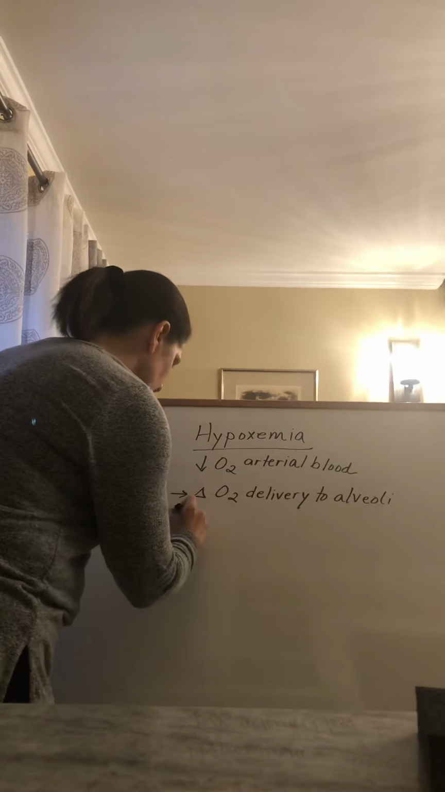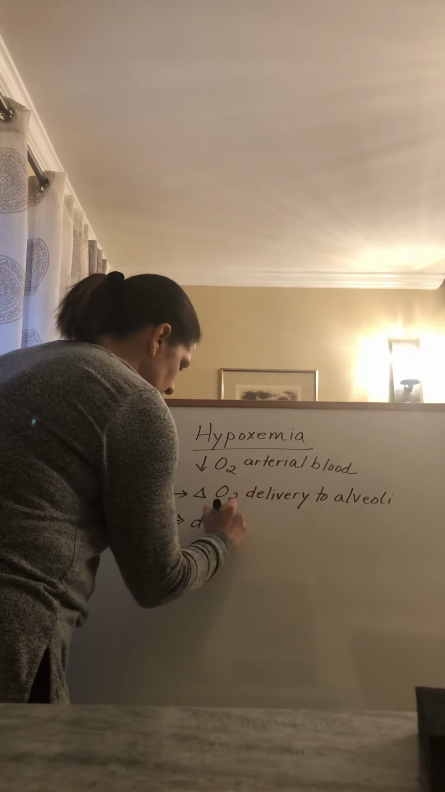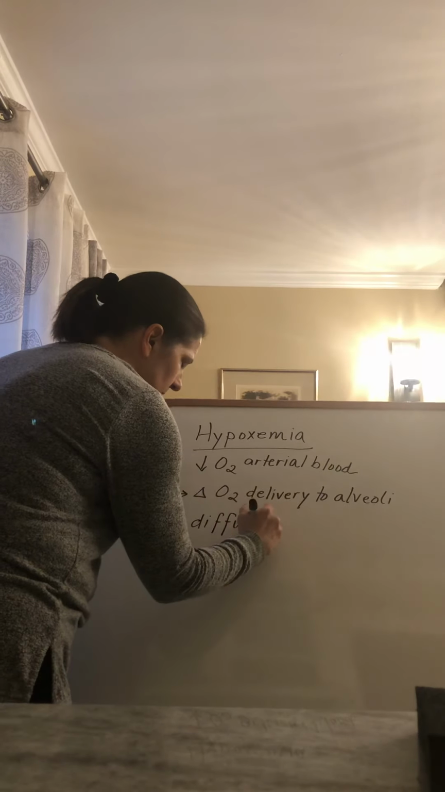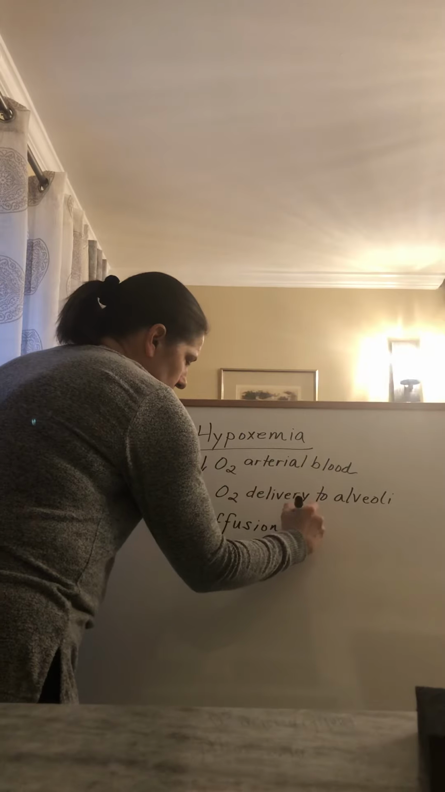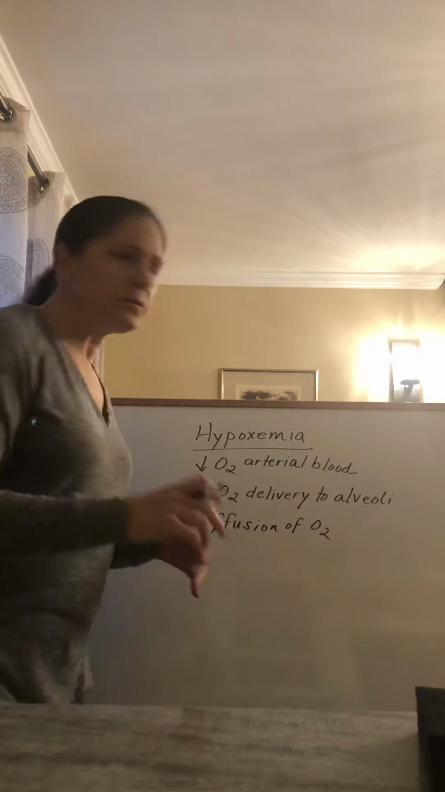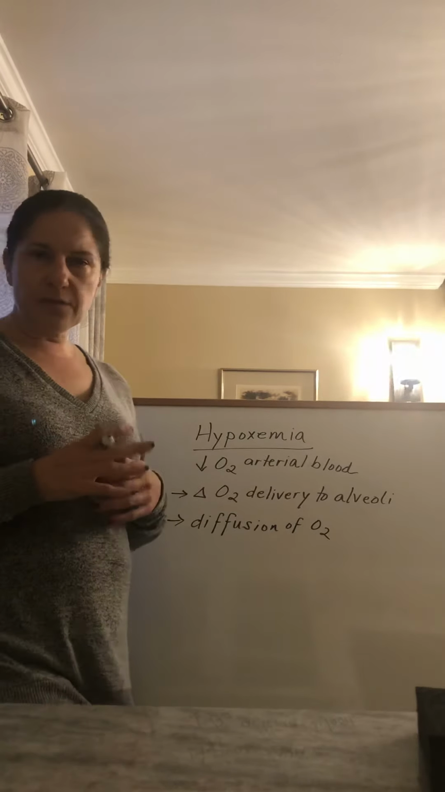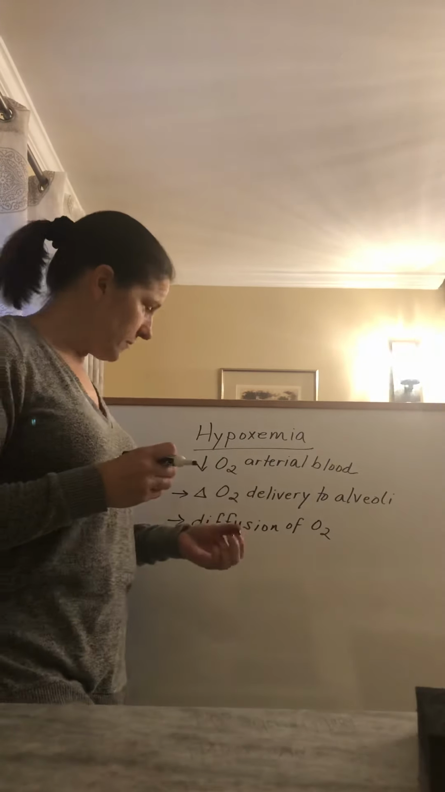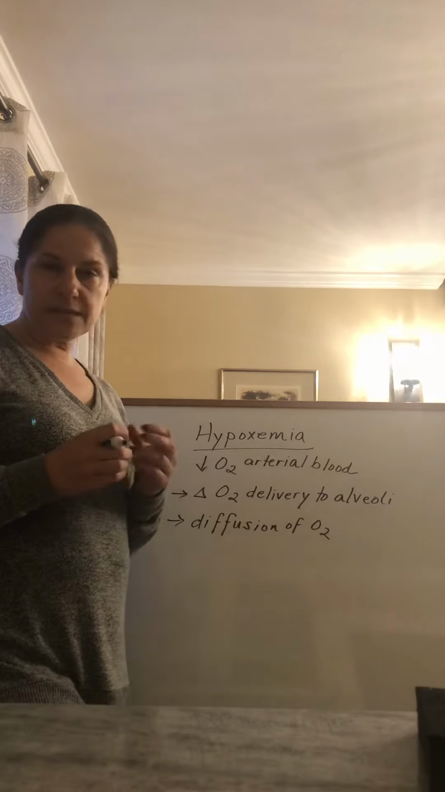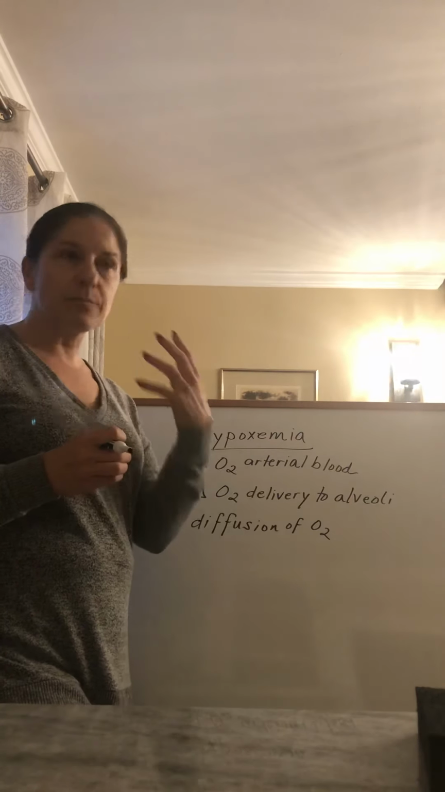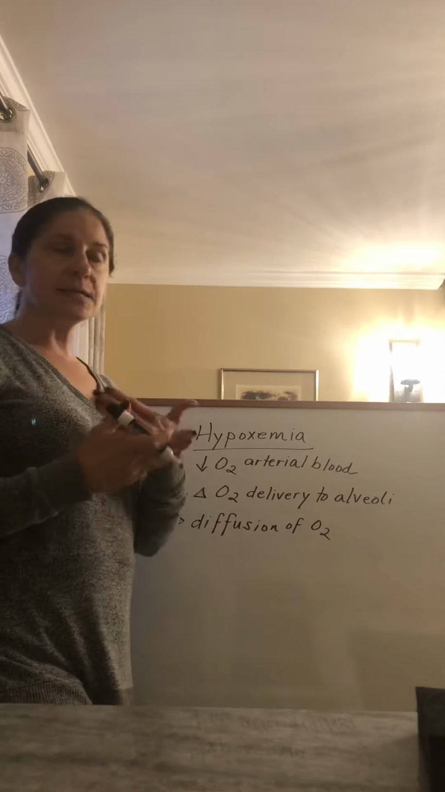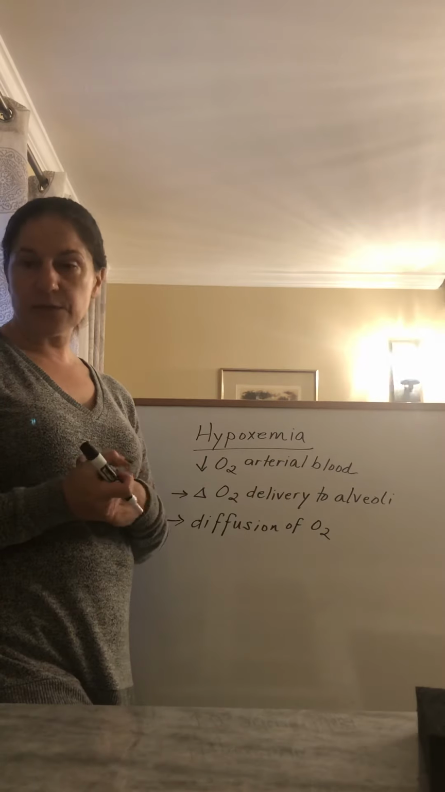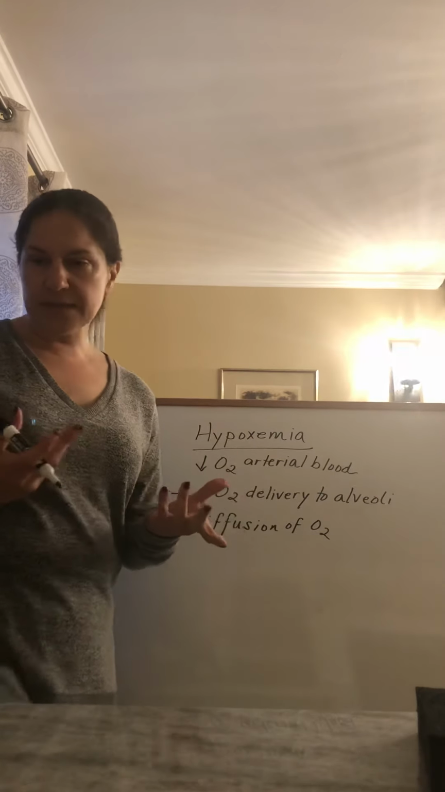Then there could be an issue with diffusion. As I said when we first started talking about this, not only does oxygen have to arrive at the alveoli, it needs to pass through the alveoli and diffuse into the bloodstream. If there's anything that compromised that diffusion, let's say there was some fibrosis of the alveoli, right? It's going to make that process more difficult, and that certainly would result in hypoxemia.